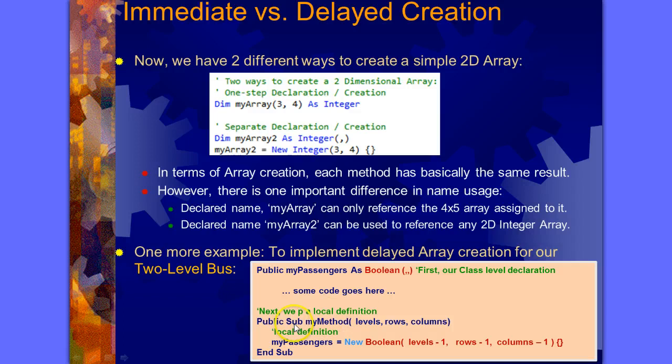Anyway, he says here's a subroutine, and it takes 3 arguments: levels, rows, and columns. Now, remember, we talked about using an array as an argument to a method. That's not what we're doing here. We have 3 separate variables, different than an array. So myPassengers equals new Boolean like this. And now we're actually creating the array. Sorry, here we did the declaration. Remember, here we have the declaration, and then here in some method we're doing the creation.